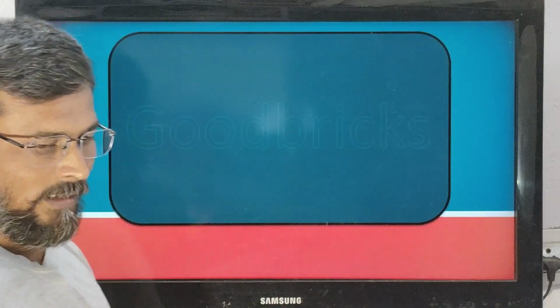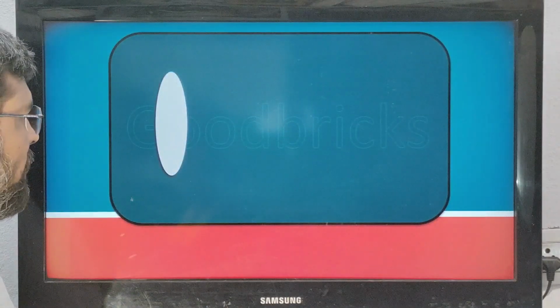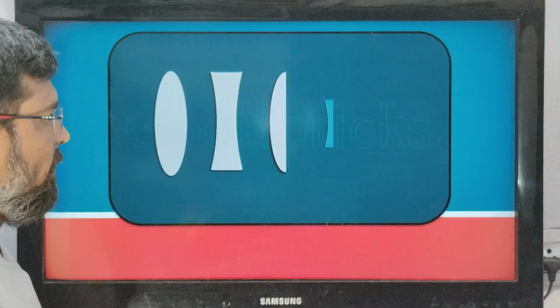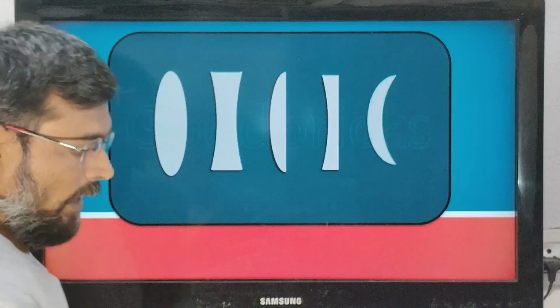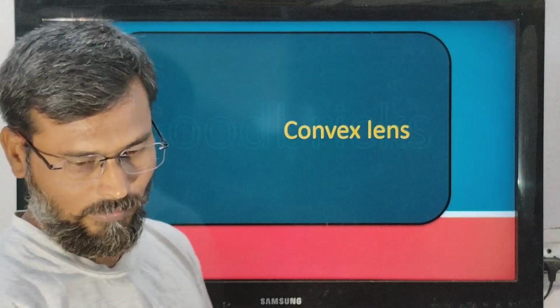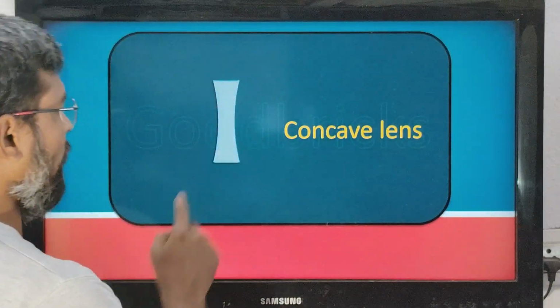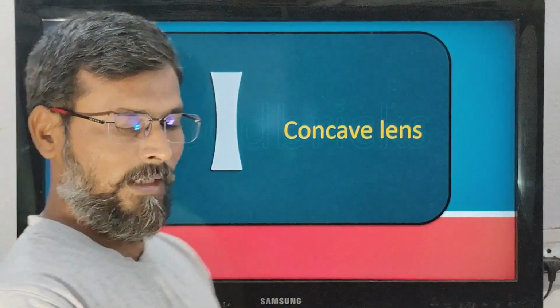And you can see here on the screen double convex, double concave, plano convex, plano concave, and convexo concave. These are the 5 different types of lens you might have seen in your textbook. Now, this double convex lens we can also call a convex lens due to our laziness. Similarly, this double concave lens we can also call a concave lens, again due to laziness.